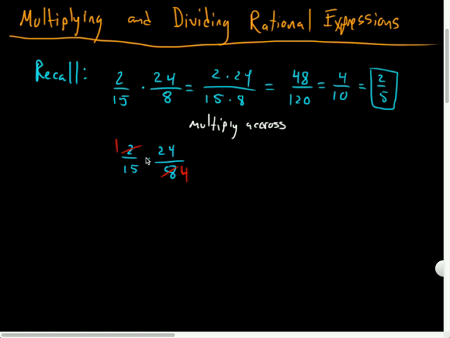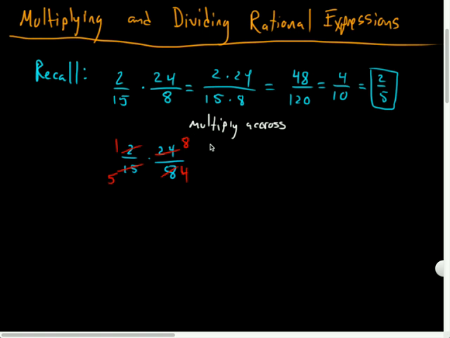And then 24 and 15, does anything go into both of those? 3, yeah, 3 goes into 15 5 times and into 24 8 times. And it turns out I can actually, in this case, because 24 eighths wasn't fully reduced itself to begin with, I can actually reduce even a little bit further at 8 and 4 here.